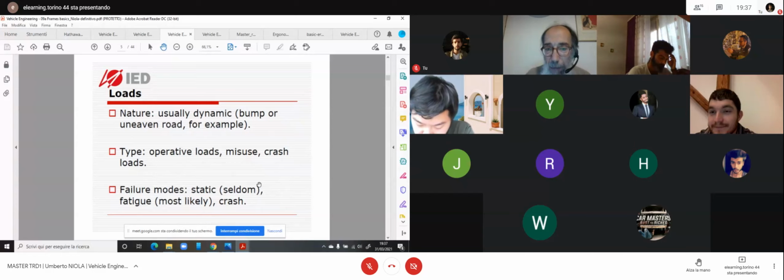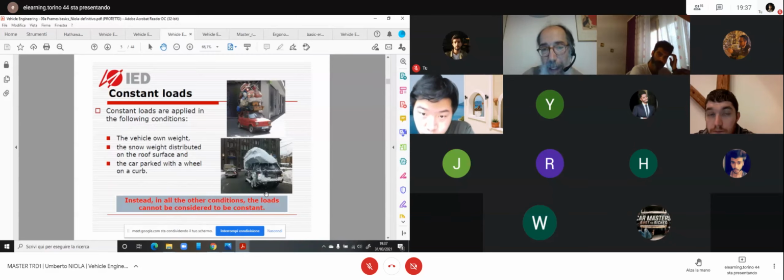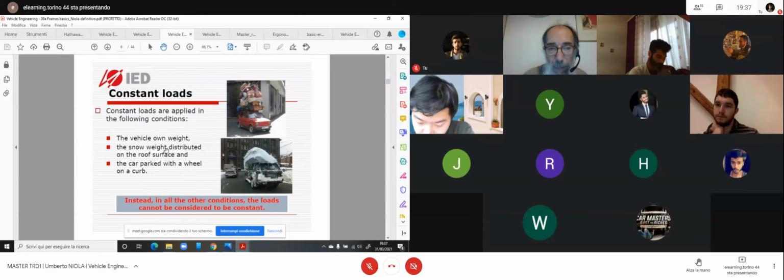So you can have static, which is obviously the basis for calculation, fatigue, which is the normal end of life for a frame if you have not an accident, or a crash, if you have an accident. Constant loads, in terms of you have for a long time a vertical load like this. Anyway, in the family you can include the vehicle weight.